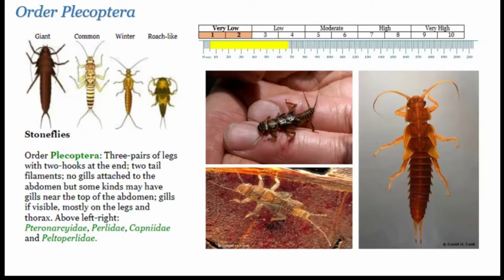Stoneflies have 2 tails. They have gills, but they don't have gills on the abdomen. And oftentimes their gills are difficult to see. If you do see them, they're going to be up around the head on the legs. So sometimes the legs are a little bit fuzzy. They have 2 claws on the end of their legs. They're very adept at staying in fast water. They can hold onto rocks very well. Sometimes they're hard to knock off the rocks.